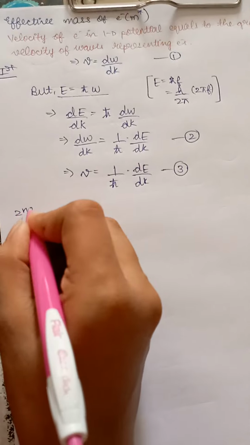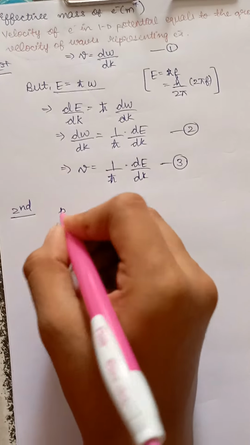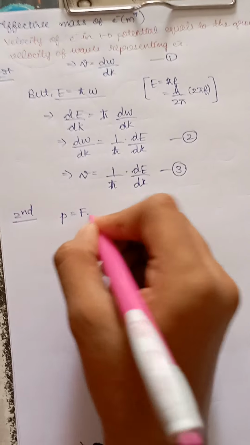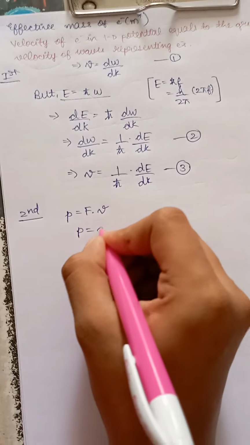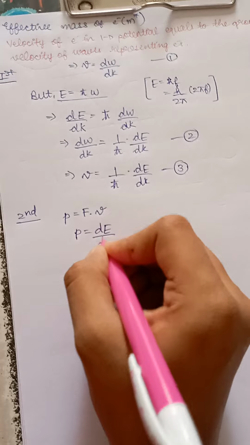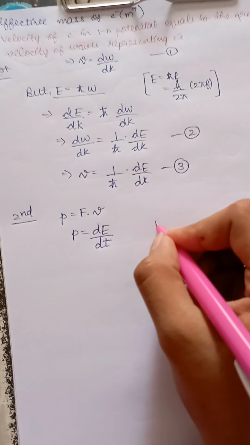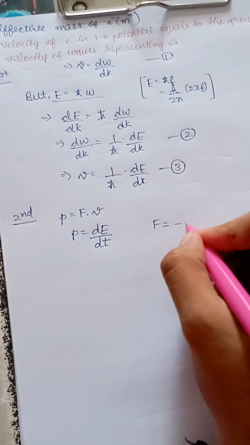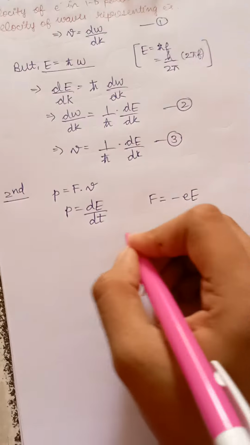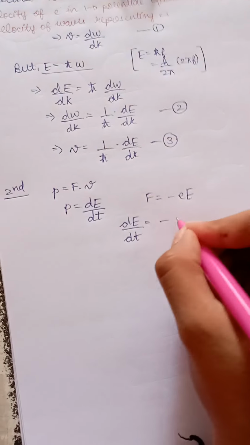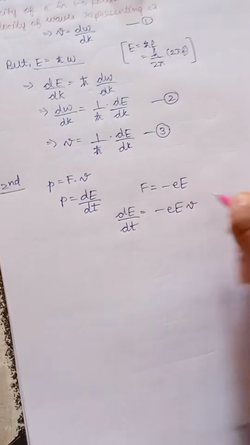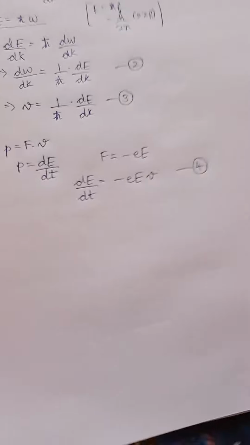Now coming to the second part of the derivation, we know that power is equal to force into velocity, and power is also equal to dE/dt, that is the change of energy with respect to time. The force on that electron is minus eE, because that is the force on an electron. So we can write that dE/dt is nothing but minus eE times V. Let us mark it as the fourth equation.